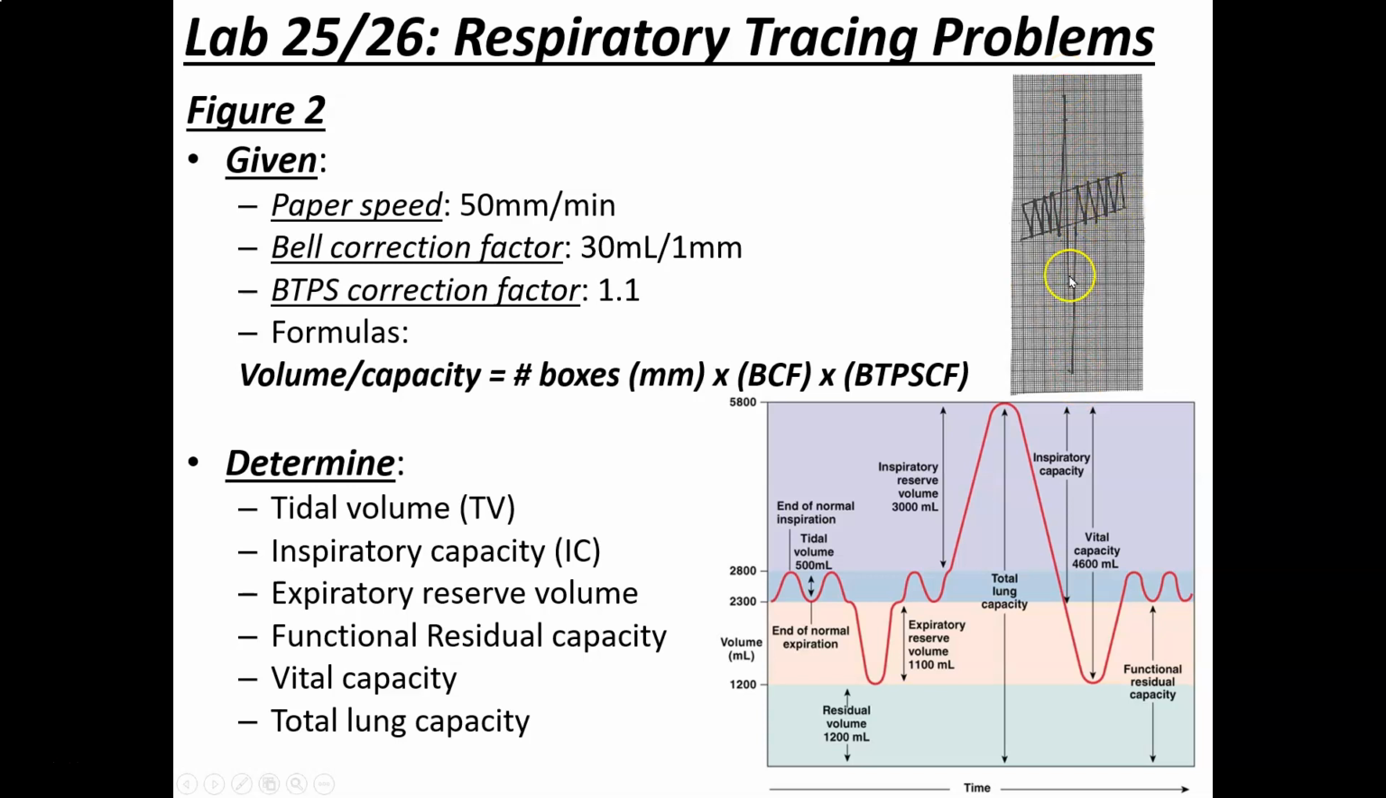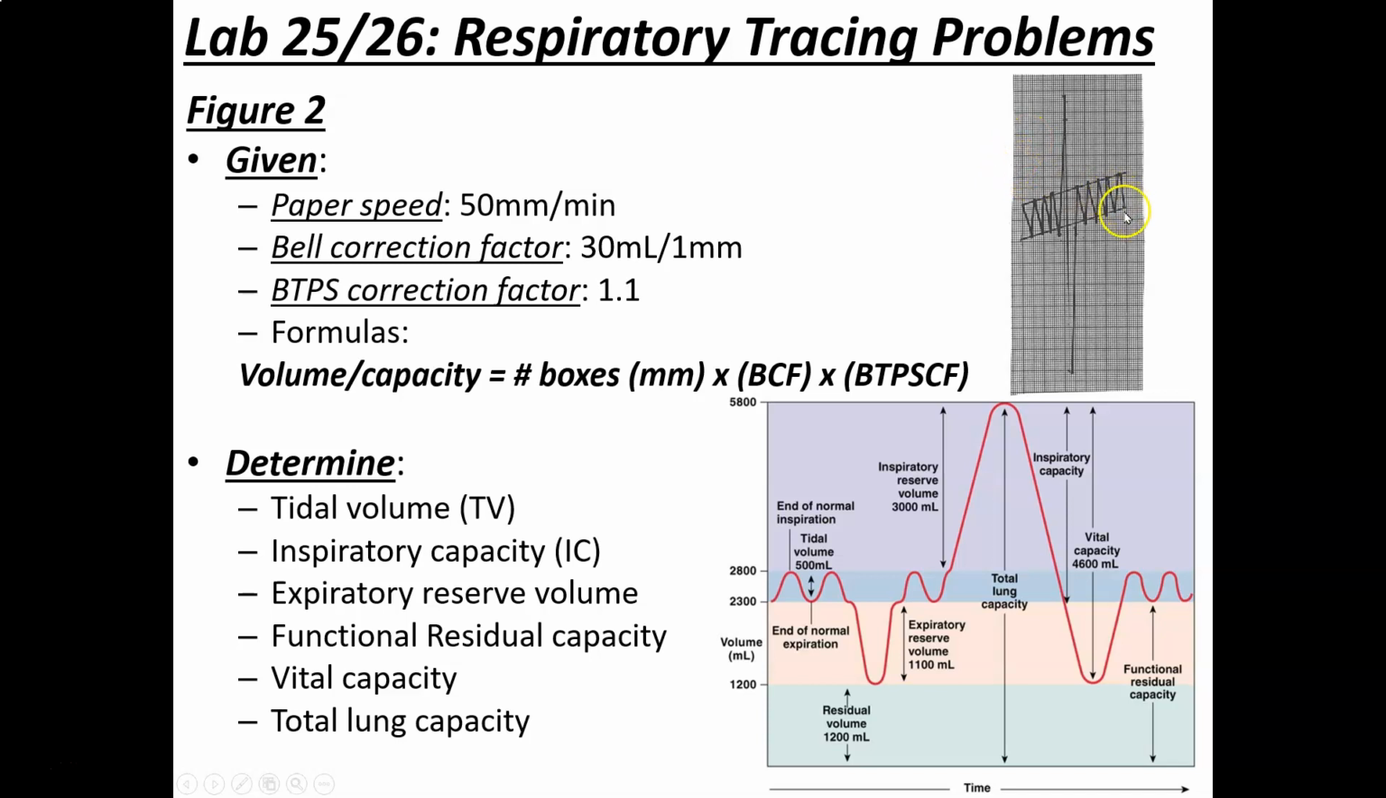So when I was first explaining this, we used this as an example to count the big boxes, and we said this was 130 millimeters. So if we know this is 130 millimeters, then we can multiply it by the Bell correction factor, and then multiply it by 1.1. So that would be 3,900 times 1.1, which would be 4,290. So the vital capacity would be 4,290 mLs of BTPS.